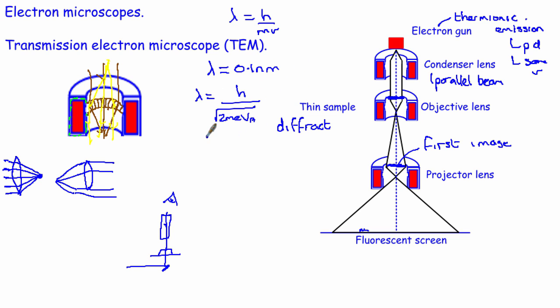If you put all of those numbers in and rearrange the equation, you end up with an accelerating potential of roughly 150 volts. So you only have to accelerate these electrons through 150 volts in order to, in principle, see individual atoms in your sample here, and then you get it projected and you would see an image of all of the atoms that are on here.